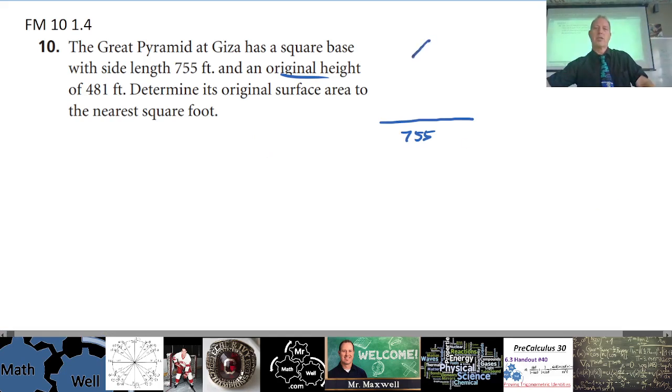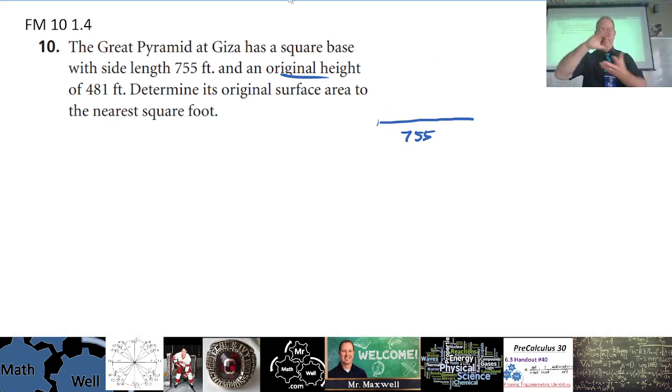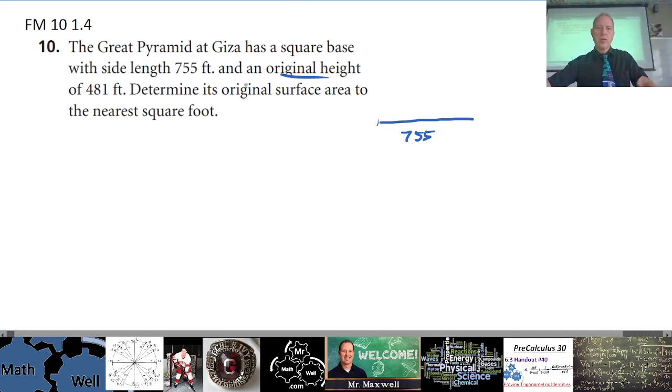So you'll see in the pictures it's kind of like this, and it has a kind of cap on it, but this is all chipped off and eroded a bit, you see. So they're saying, what would the original surface area have been had it not been chipped off there?